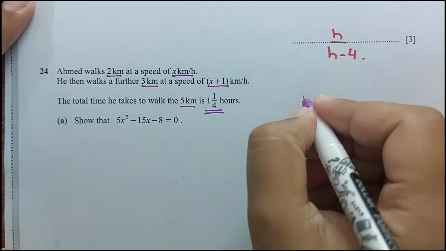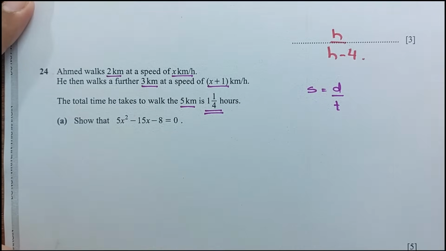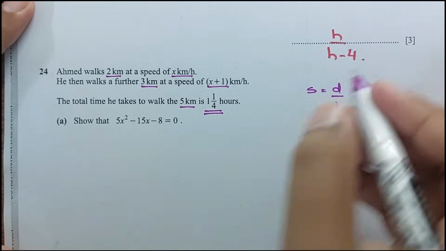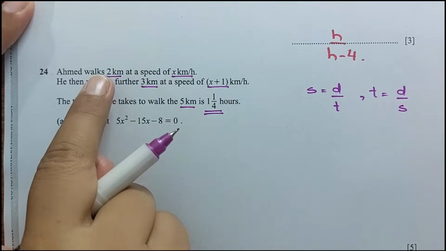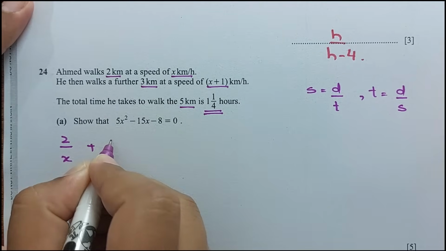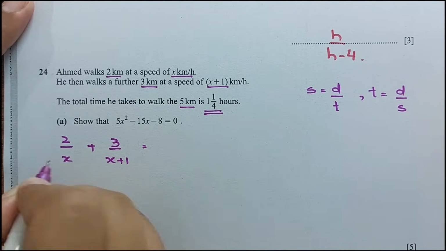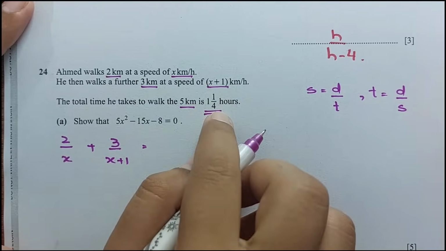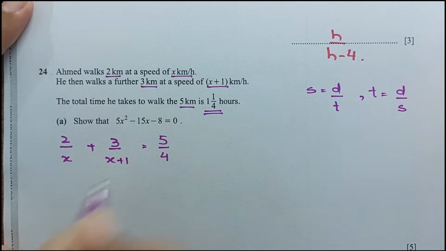All right, so we know that speed is distance over time, and time is distance over speed. So the distance is 2 kilometers, the speed is x, so 2 over x. Plus when the distance is 3 kilometers, the speed is x plus 1. And these two equal the total time, which is 1 and 1 by 4. 4 times 1 is 4 plus 1 is 5 out of 4 hours, right?